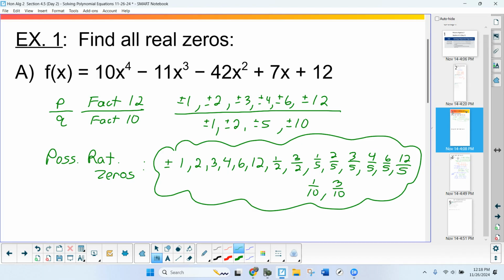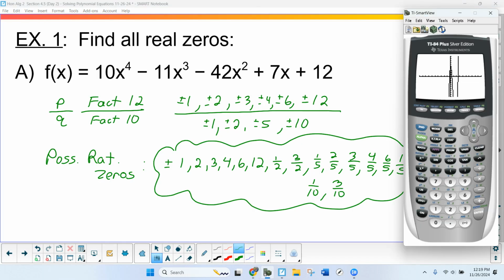So back when I was your age, I had to just pick one and start, and hope you got 0. You guys can now go to what? Calculator. 10x to the 4th minus 11x to the 3rd minus 42x squared plus 7x plus 12. Graph.